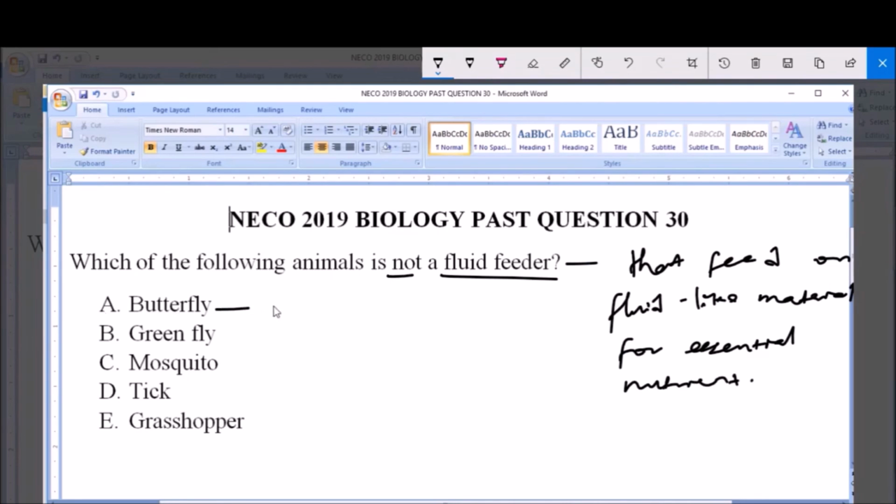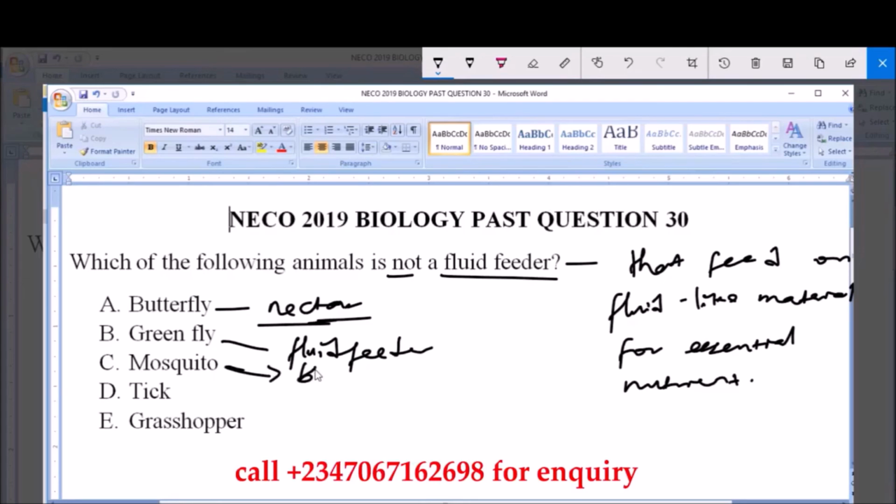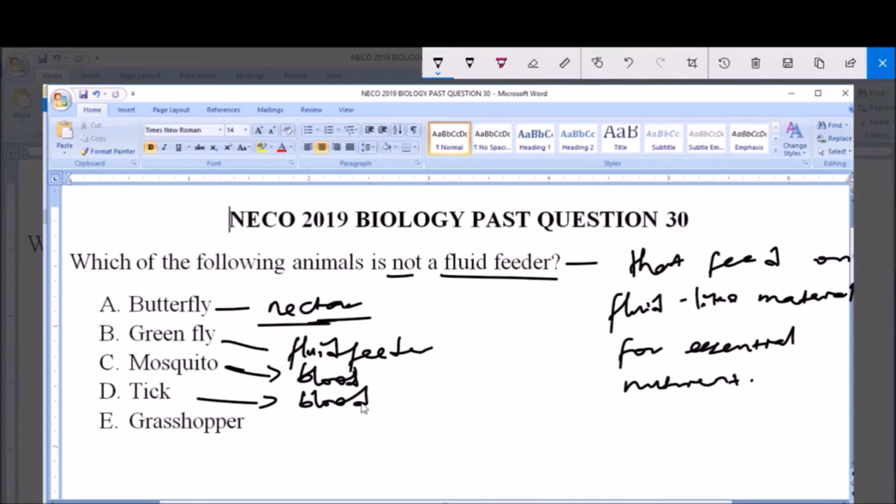Option A says butterfly. Butterfly is a fluid feeder because it sucks the nectar present in flowers. You notice that butterflies are always found near flowering plants. This is because they feed on the nectar of these flowering plants. Likewise, the greenfly is also a fluid feeder. The mosquito is also a fluid feeder because they feed on blood. Tick also is a fluid feeder. It also feeds on the blood of animals.